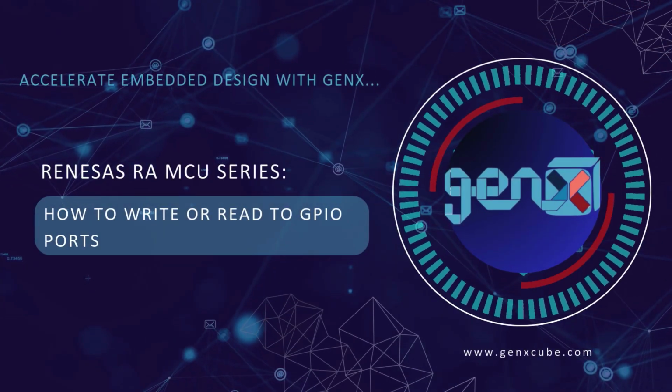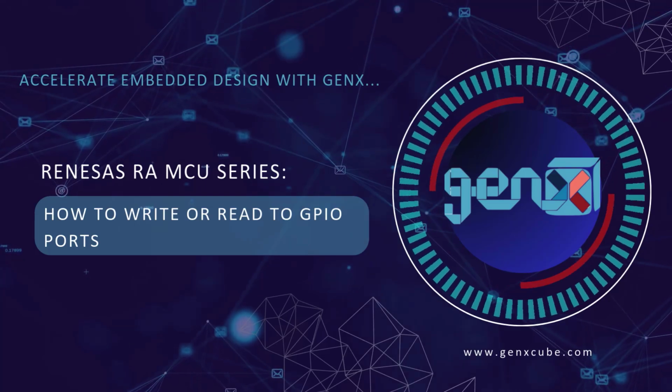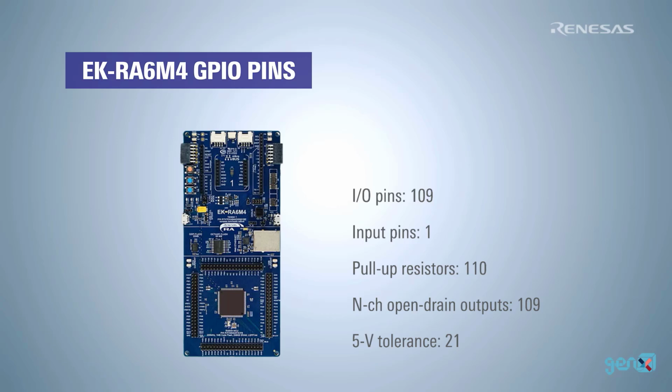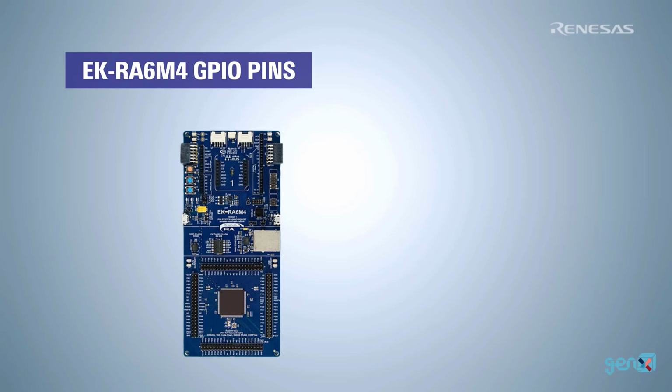In this video, we are going to see how we can read and write through the GPIO pins of the RA6M4. In a 144-pin package of the RA6M4, there are 109 pins that can be used as general-purpose input and output. They also come with internal pull-up resistors. 21 of these pins are also 5-volt tolerant against the usual 3.3-volt operating voltage of the RA6M4.